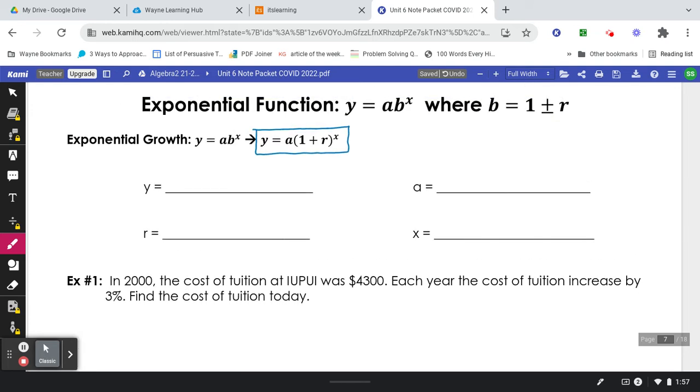So let's talk about what each of the variables means. The letter y in each equation represents the ending amount. A represents the starting amount. R represents the rate. And this one has to be as a decimal, not as a percent. So we'll have to change that over from a percent to a decimal in each problem. And X represents time.